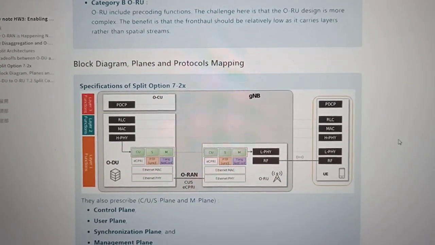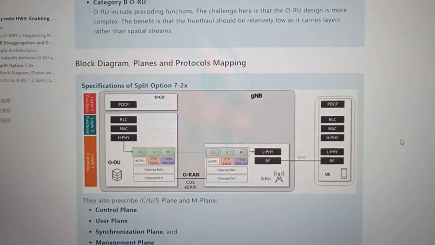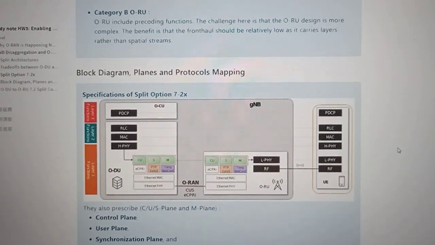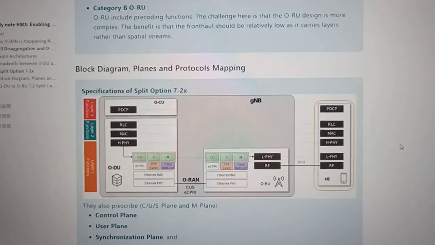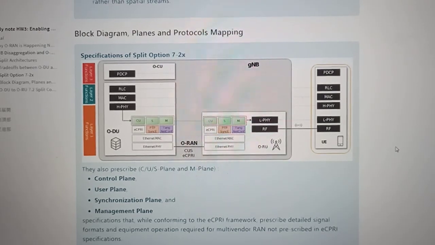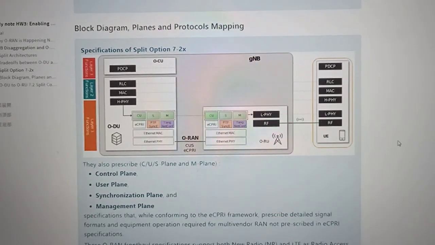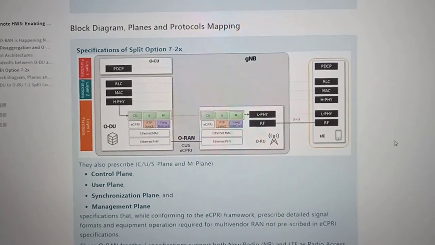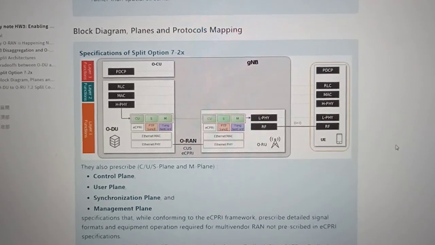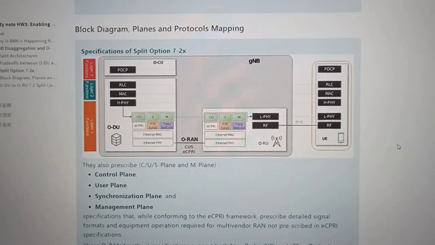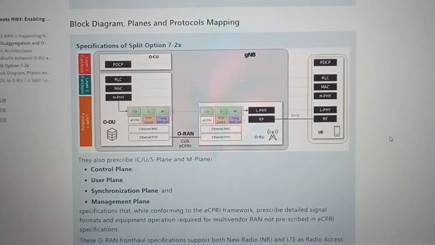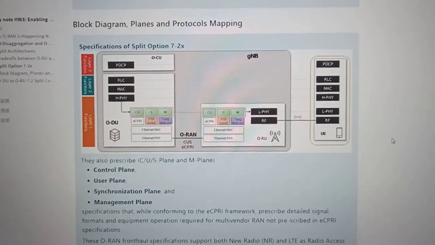Then I will talk about the block diagram, the planes, and the protocol mapping. Option 7.2x defines the control plane, user plane, synchronization plane, and the management plane. These four planes are the main ways to classify the data. And the figure shows the block diagram of the architecture.